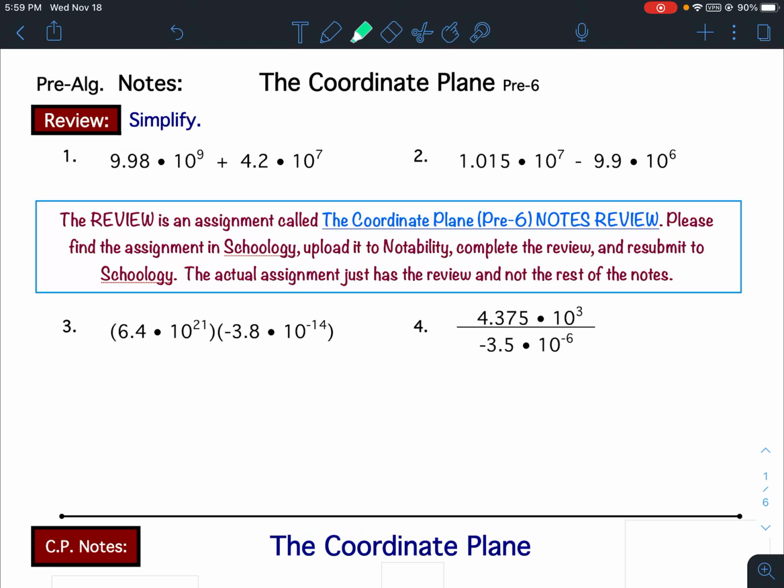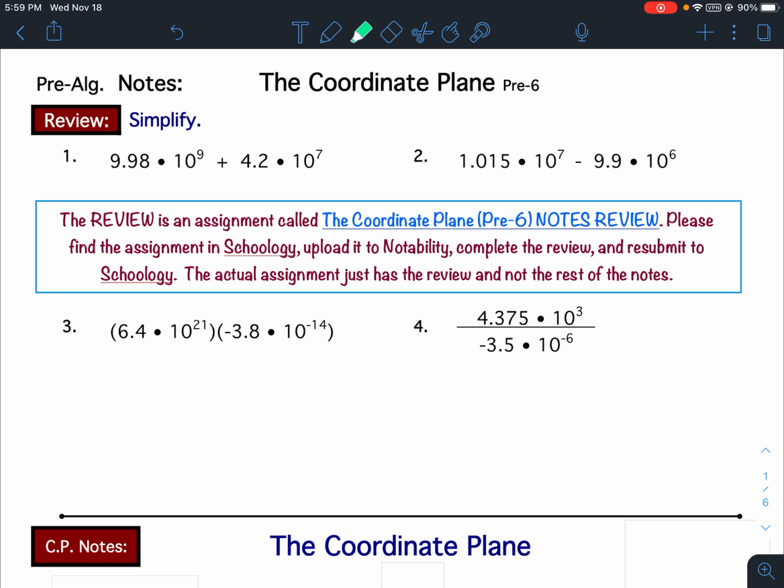The coordinate plane pre-6 lesson notes. First of all, the review. The review is an assignment called the coordinate plane pre-6 notes review. Please find the assignment in Schoology, upload it to Notability, complete the review, and then resubmit it to Schoology.